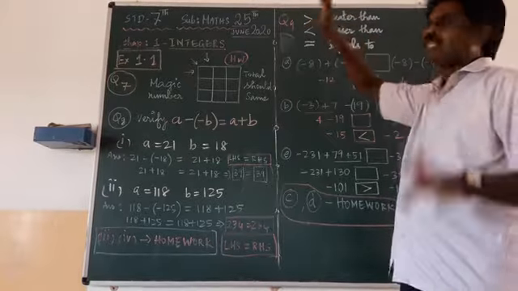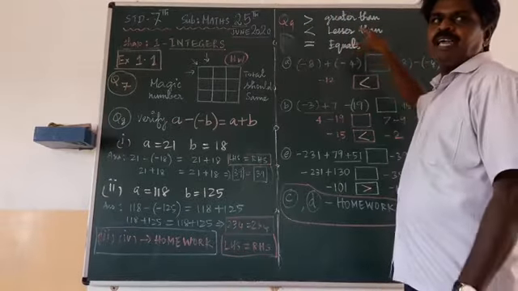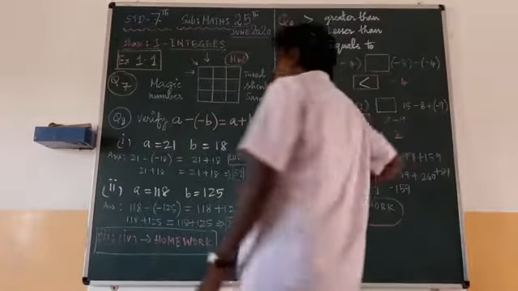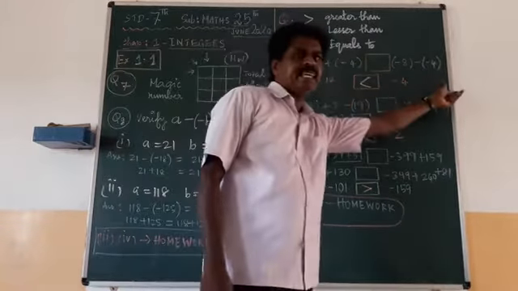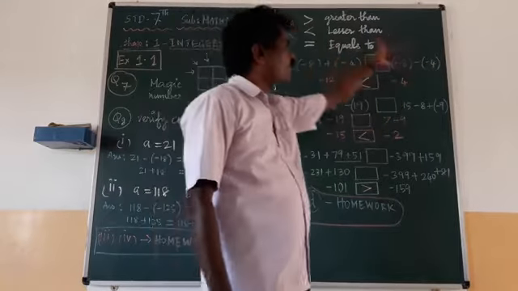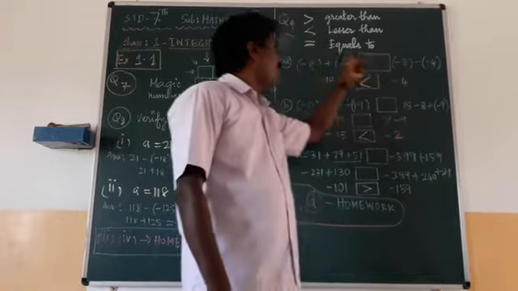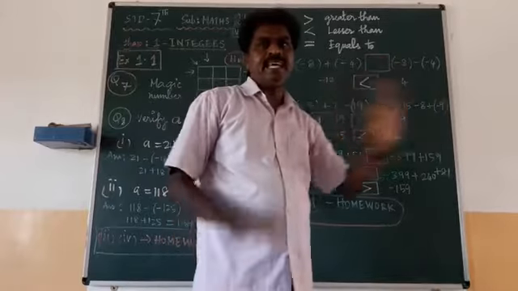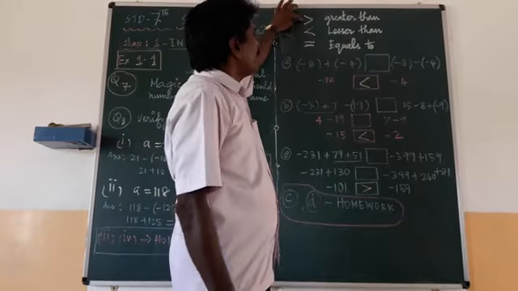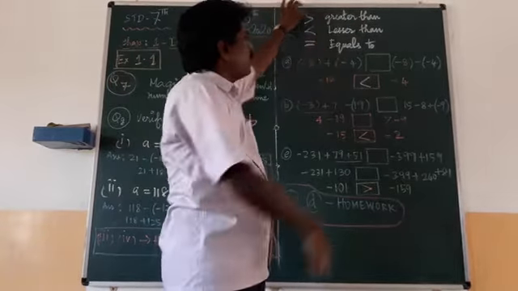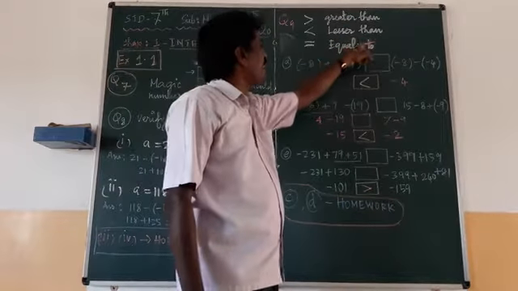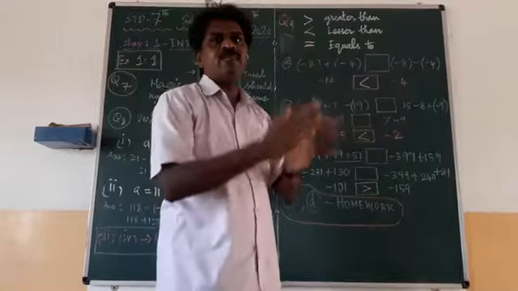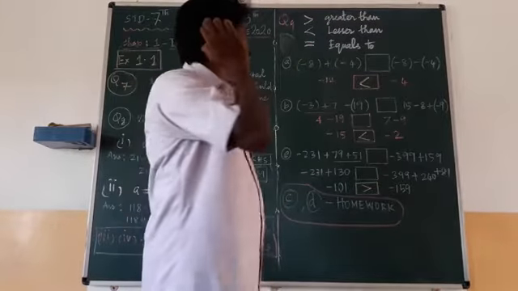You have two sets of numbers given on both sides, with a box in between. You have to compare whether the left hand side is greater than the right hand side, smaller than the right hand side, or equal to the right hand side. By symbol, if it is indicating the right side, that arrow means greater than. If it is indicating the left side, it is lesser than, and equal to means both sides are equal.